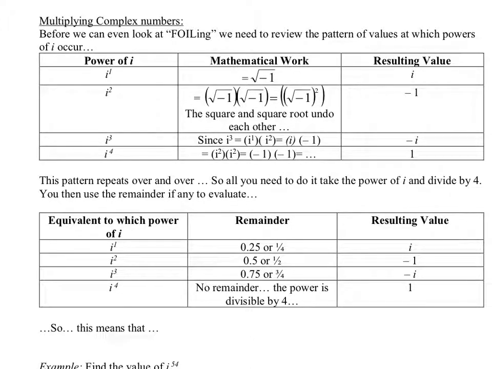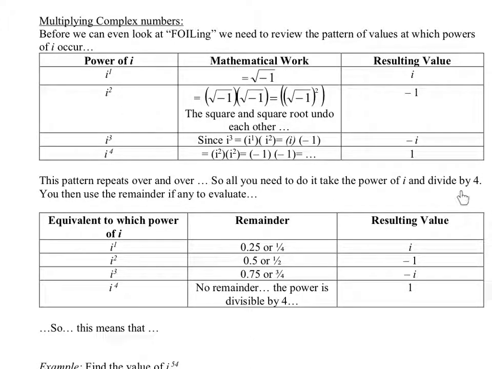So let's review this really quick. i to the first power, i to the second power, -1. i to the third power, -i, and i to the fourth power, 1. This pattern repeats itself over and over. So all you need to do is take the power of i and divide by 4, because that's how many options we have here. We have 4 options.